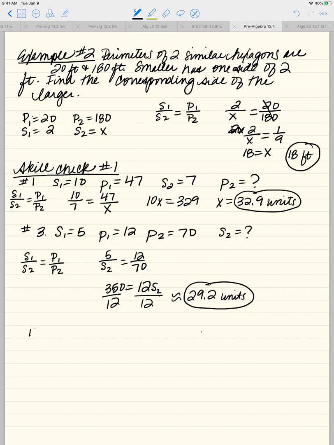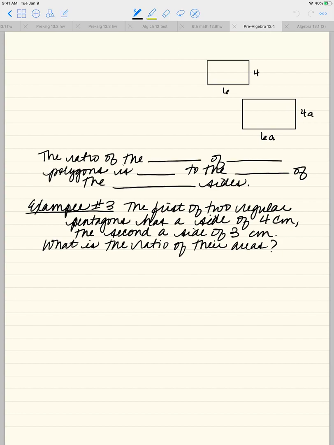Go ahead, practice on number 2 and number 4. The answer that you should get for number 2 is 20.6 units, and number 4 is 14 and 6 tenths units.